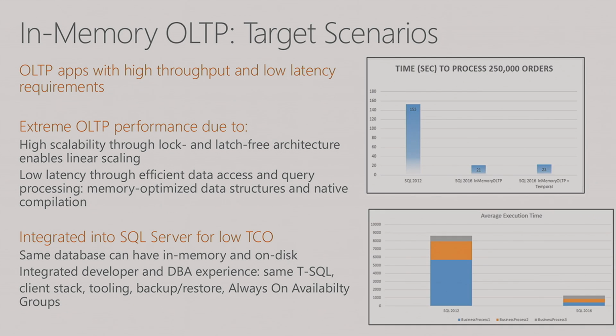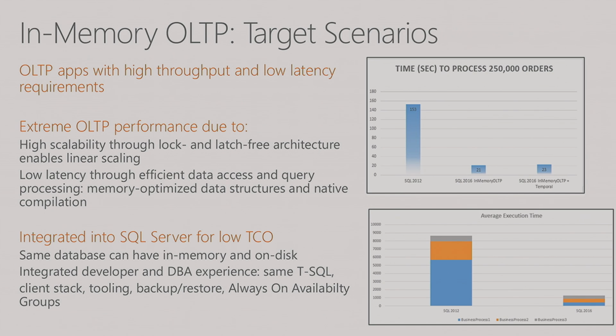So this is an actual customer scenario, where we did a lab pre-2016, and there's a case study published on them. They were upgrading from SQL Server 2012, and they had a trading system, and they couldn't keep up with their peak load. As you can see on the first chart, that was the 2012 time to process 250,000 orders. And the second bar is 2016 applying in-memory OLTP to the same workload, with the time to process 250,000 orders significantly less than 2012.